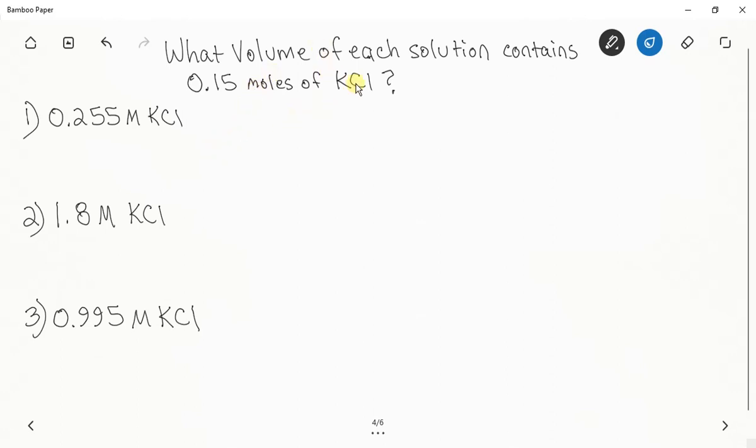So what volume of each solution, so that's each of these solutions, 1, 2, 3, what volume of each solution contains 0.15 moles of KCl? And KCl is just potassium chloride. The K stands for potassium and the Cl stands for the chloride. So we need to get 0.15 moles of KCl, of potassium chloride. How much of a volume?